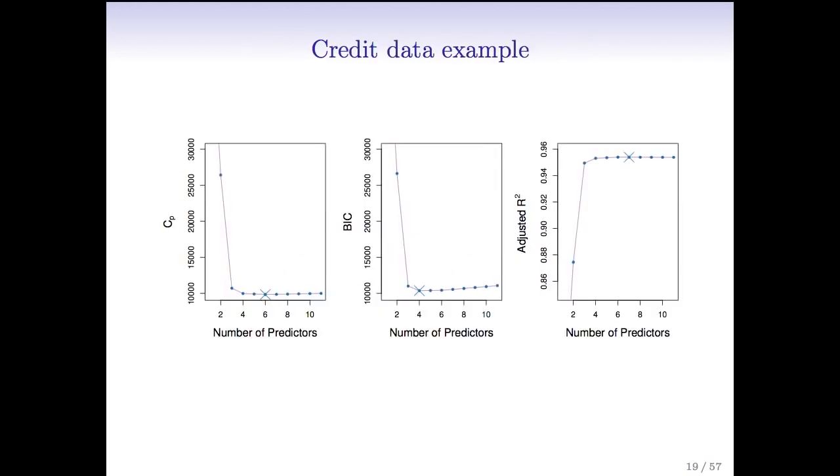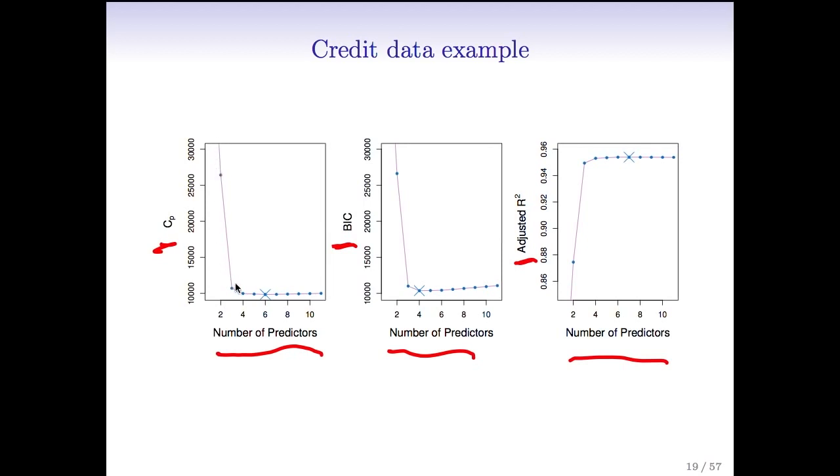So again, this is on the credit data example. And on the x-axis here, we have the number of predictors in each of these figures. And on the y-axis, we have CP, BIC, which stands for Bayesian Information Criterion, and adjusted R-squared. And again, we'll define all three of these quantities in a minute. But the idea is, roughly speaking, we want these quantities to be small. So we prefer a model in which CP and BIC are as small as possible. And actually, I misspoke. We want adjusted R-squared to be as large as possible.